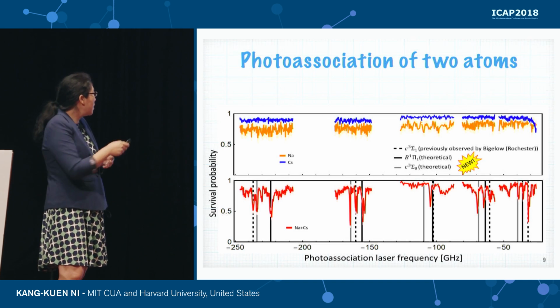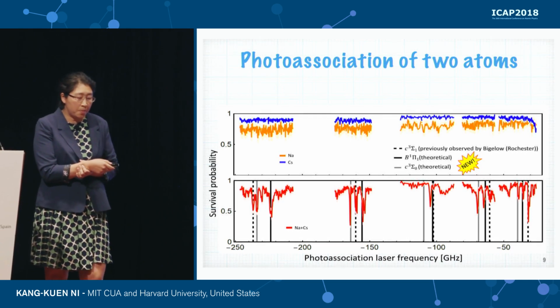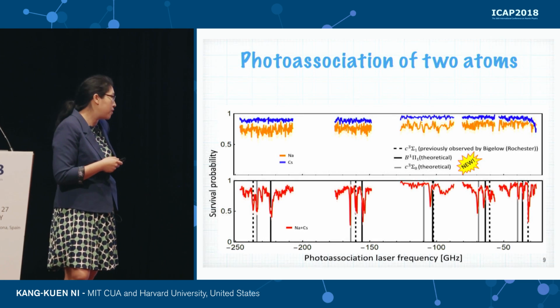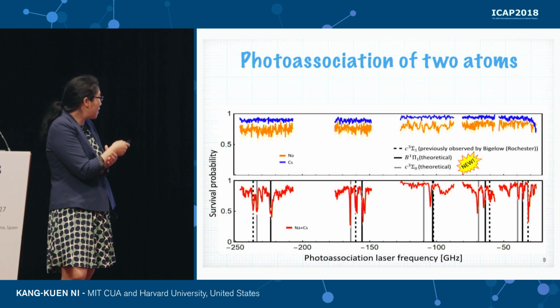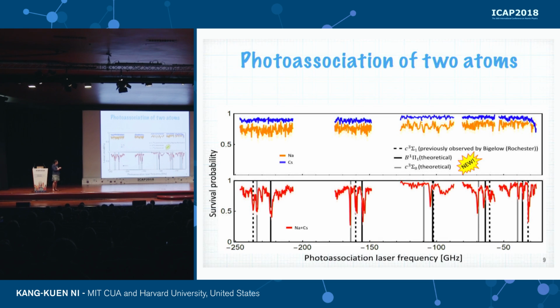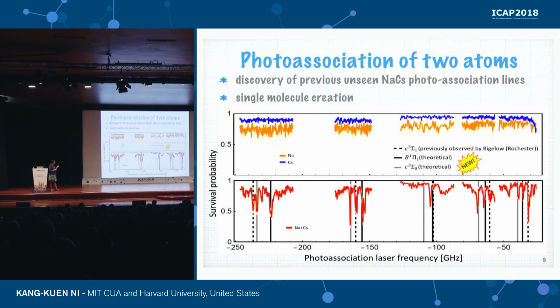We can identify them. Some of them have been seen previously in Nick Bigelow's group at Rochester, where they studied the photoassociation of sodium and cesium out of a MOT and through ionization detection. We can see those lines and some of the new vibrational series out of those, and also additional vibrational series associated with different electronic states. So this very high signal-to-noise simultaneous loss signal can actually be beneficial and allow us to discover previously unseen photoassociation lines.